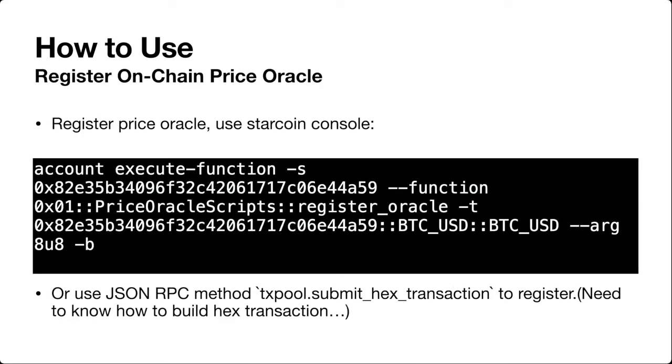Then, after the token pair type is deployed on chain, you need to register the BTC to US dollar price oracle. You can also use the Starcoin console to do this. You can also use the JSON RPC method txpool.submit_hex_transaction to register.